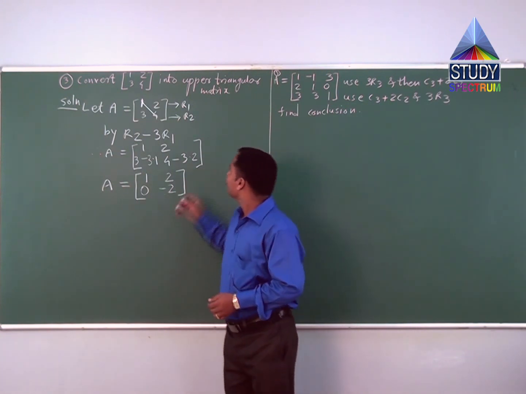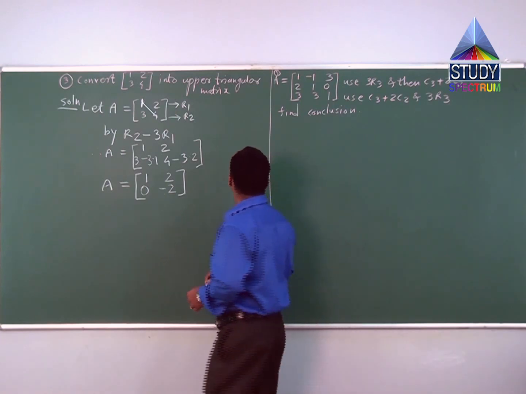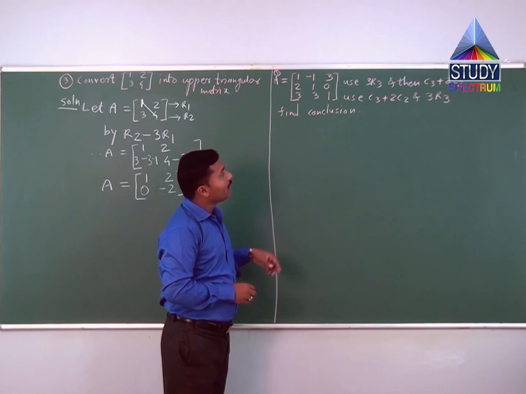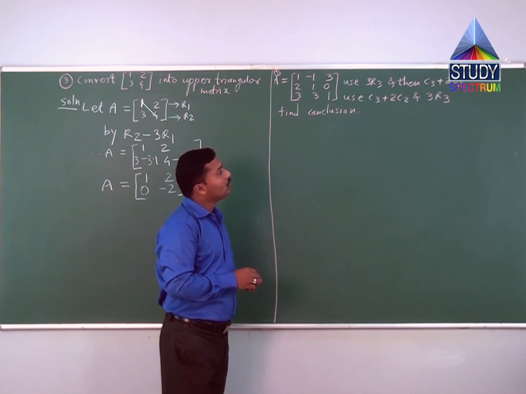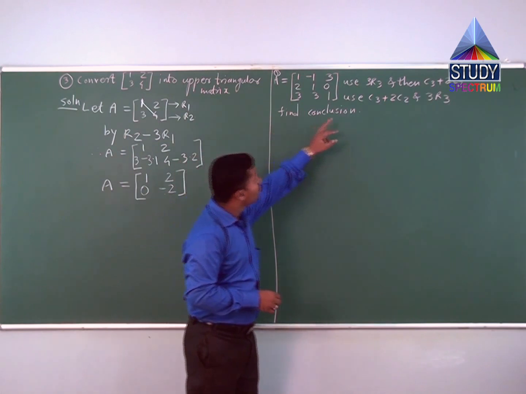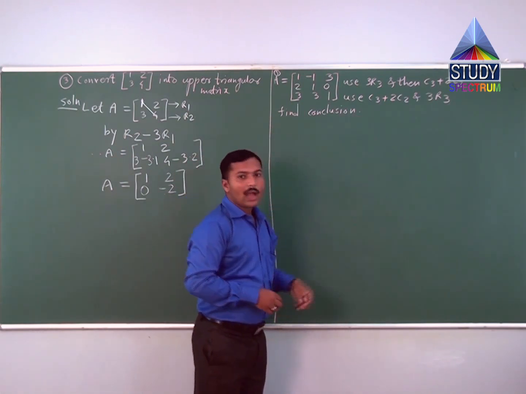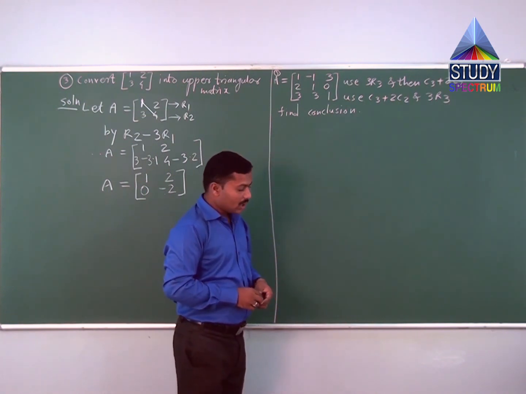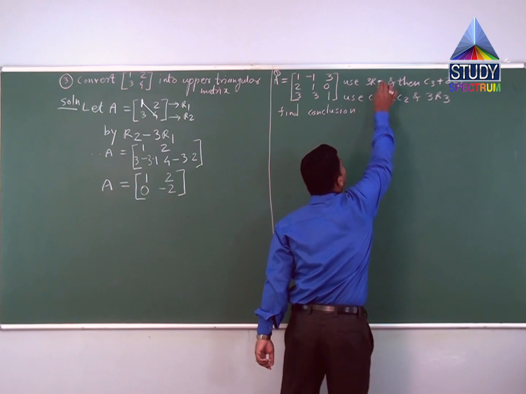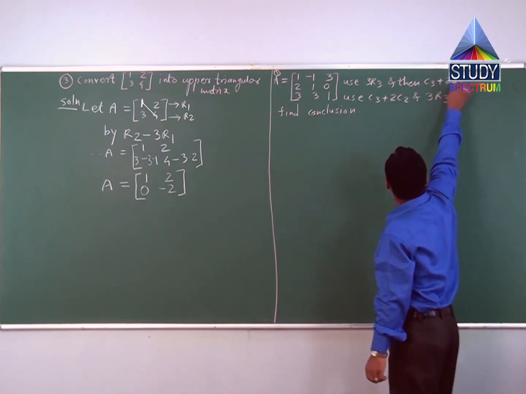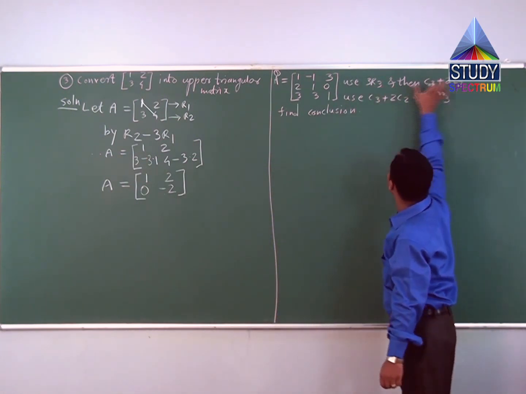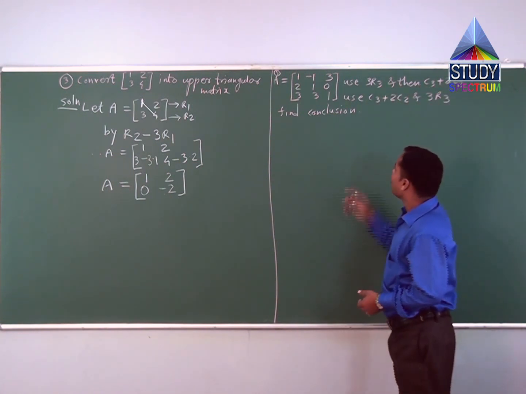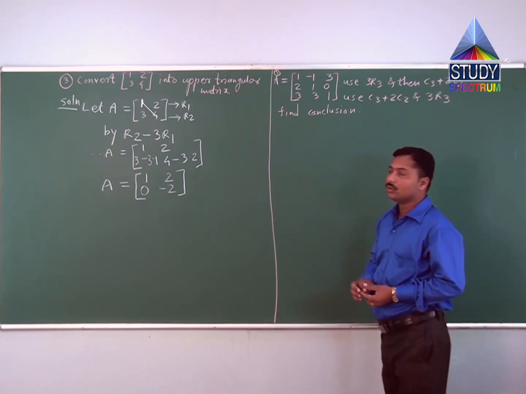So also we discuss the fourth problem. The fourth problem is: given matrix A, use 3R3 and then C3 plus 2C2, and also we use C3 plus 2C2 and then 3R3, and find the conclusion. Here observe that firstly 3R3 and then C3 plus 2C2, and after this we perform the operations in the reverse order, C3 plus 2C2 and then 3R3, and we find the conclusion.